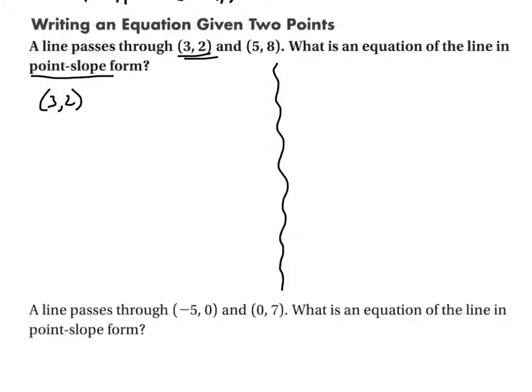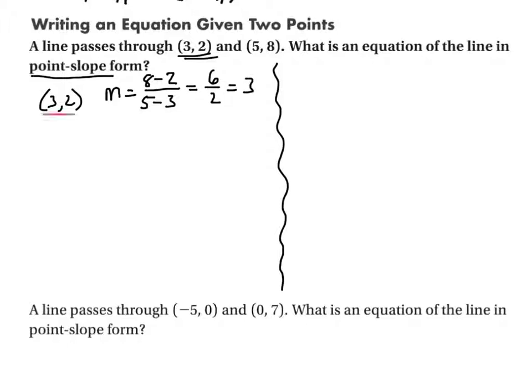But now we need to find the slope. We don't have the slope yet. We need to find it. So finding the slope means we have to use the slope formula. So we have y sub 2, which is 8, minus y sub 1, which is 2, over x sub 2, which is 5, minus x sub 1, which is 3. Well, what's 8 minus 2? And 5 minus 3? So what's our slope?